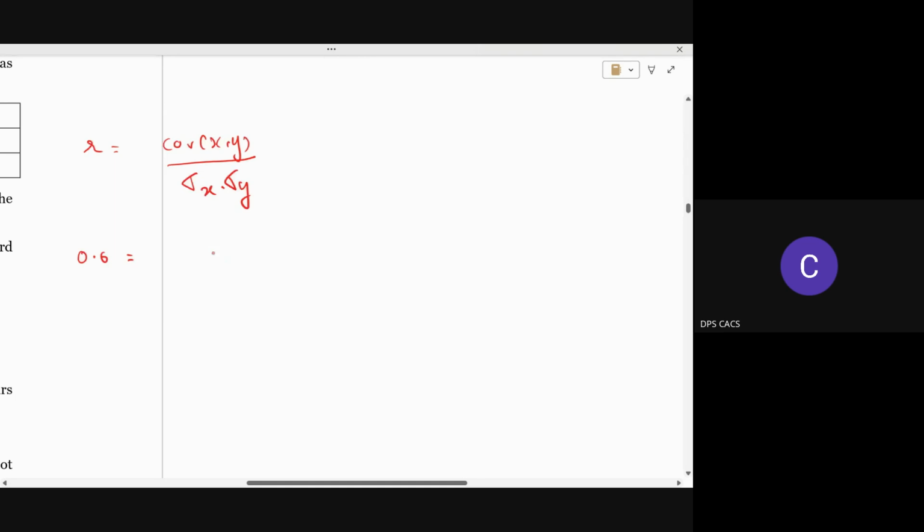0.6. Covariance is 20, right? 12 or 20, how much? 12. 12 divided by SD of X they have given as 5. And SD of Y we are finding. So SD of Y will come here, cross multiplication. And I will be getting 12 divided by 5 into 0.6. Final answer is 4. Any problem with this calculation?